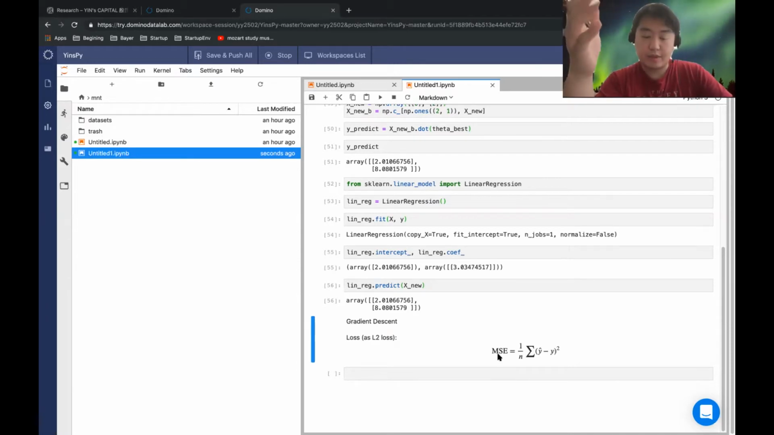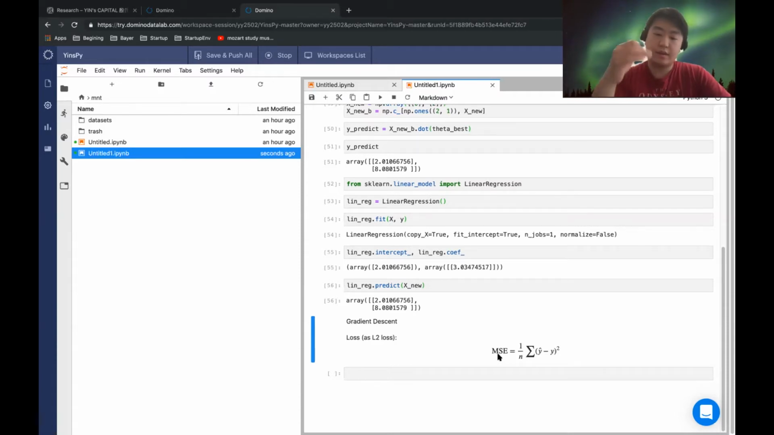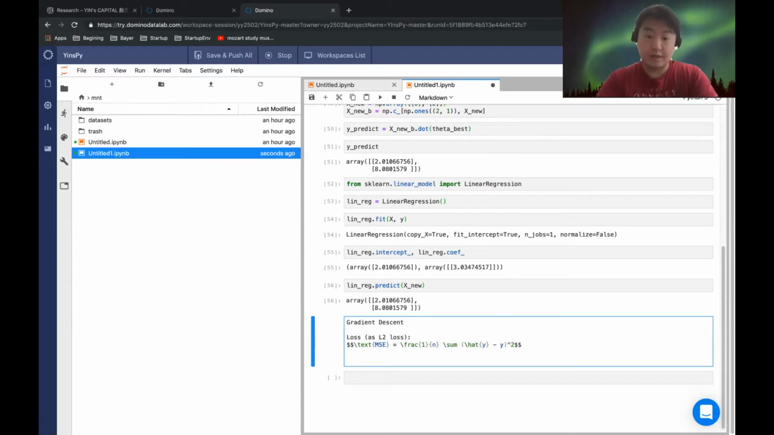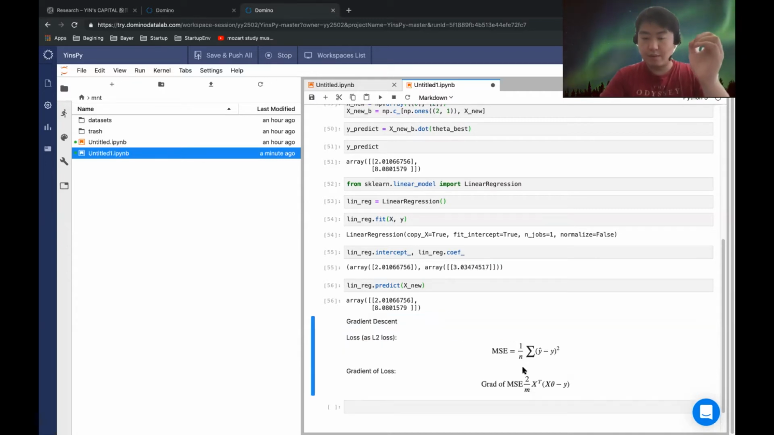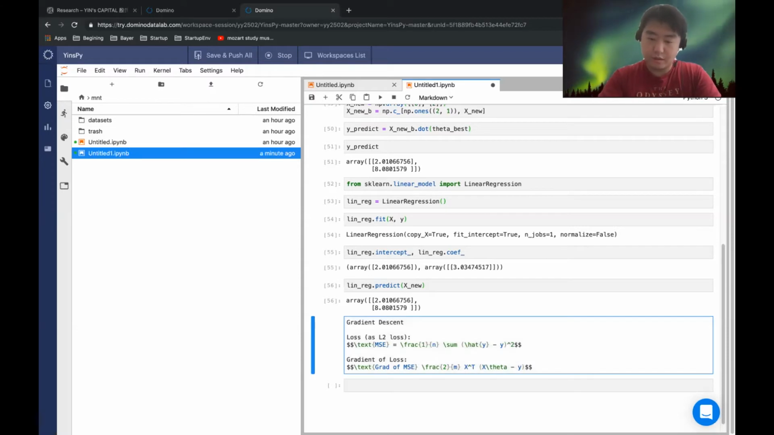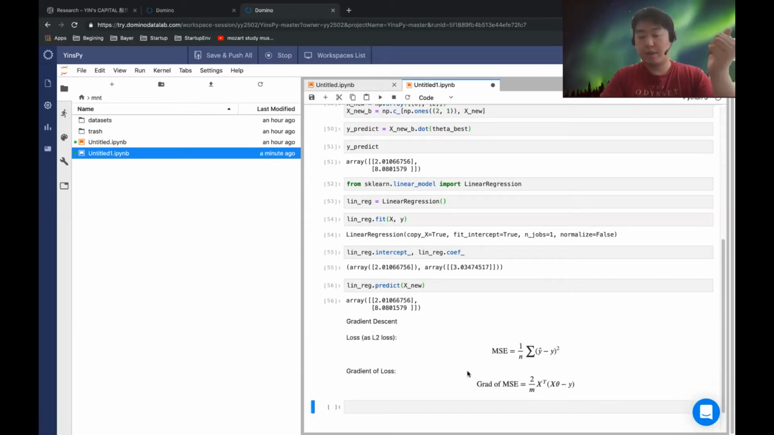So how do we do that? We need to take the gradient with respect to theta. Let's write that out. Gradient of mean square error, and that's going to be 2 over m times X transpose, X theta minus y, since it's matrix algebra. Boom. Oh, I missed the equality sign. So what's happening here?